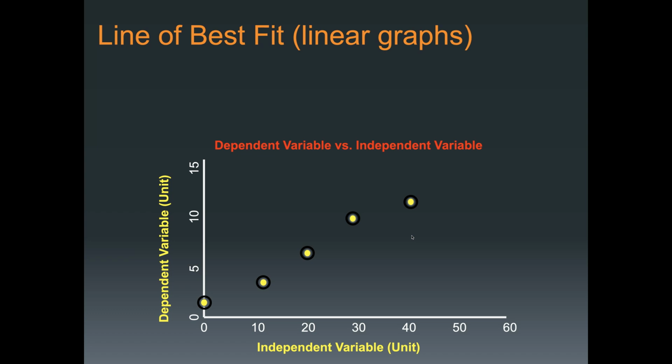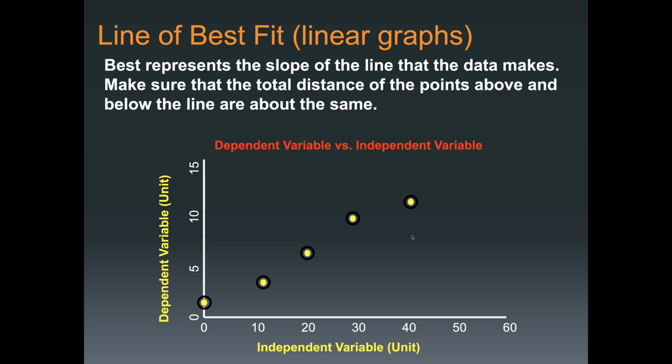Okay. Let's say your data fits a roughly linear progression, and it's not a straight line. Should you connect the dots? No. What you could do is take multiple readings and average them and use those averages to plot it. That's going to give you a much better linear relationship. But what you do is you just simply represent the slope of those data points the best you can so that the total distance of the points above your line of best fit is about the same as the total distance of the points below the line.